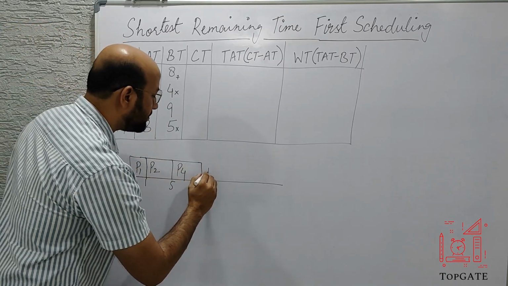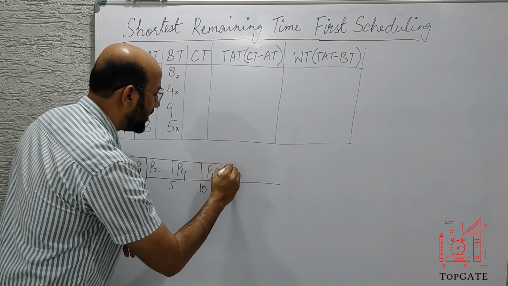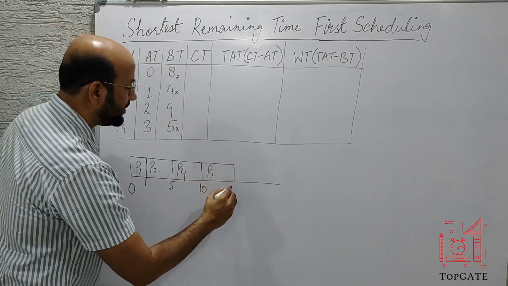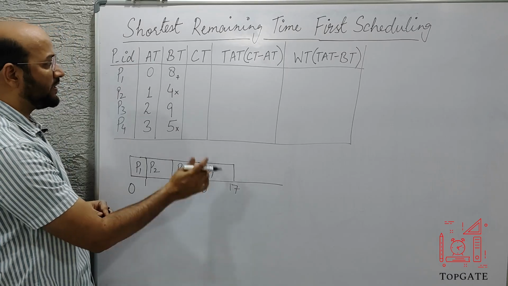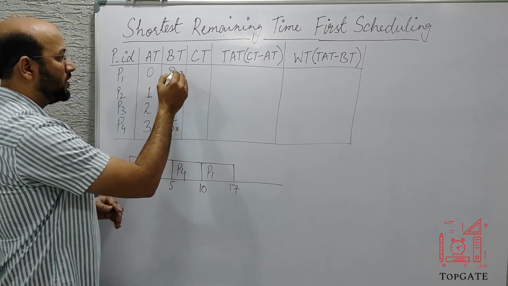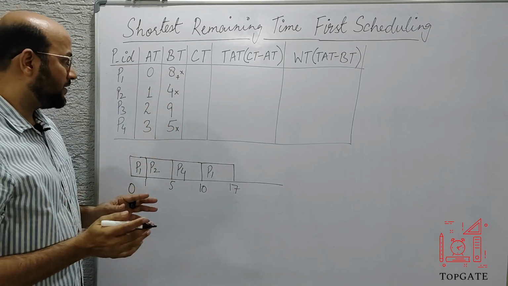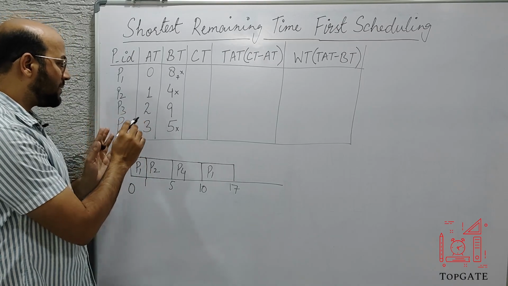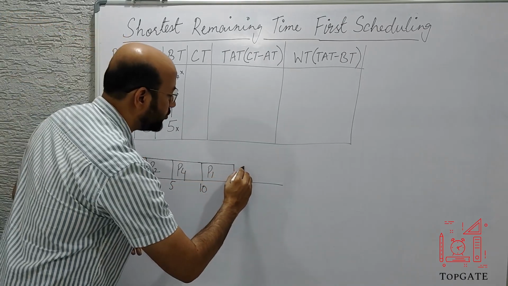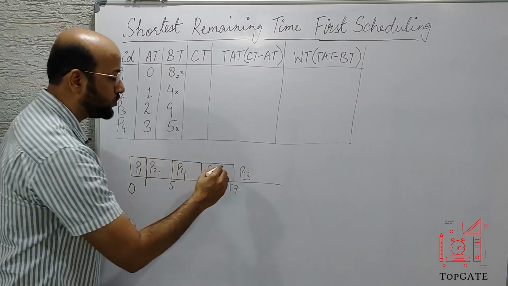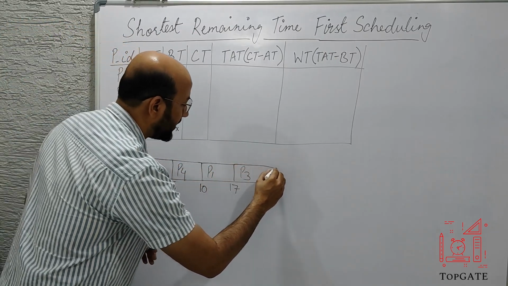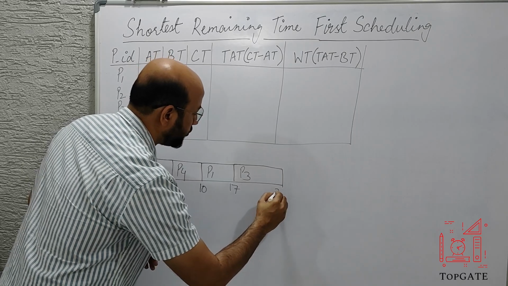So at 10, P1 will take over the CPU and it will complete its remaining 7 units. It will go till 17, and then it will also terminate and go out of the RAM. Now there is only one process in the RAM, that is P3. So we will schedule P3 here, and since it requires 9 units, it will start at 17 and go till 23.